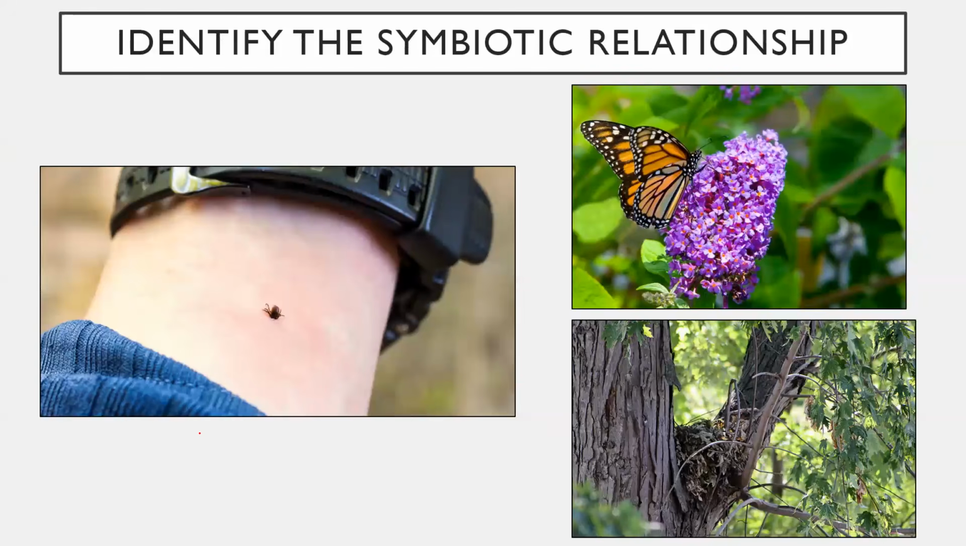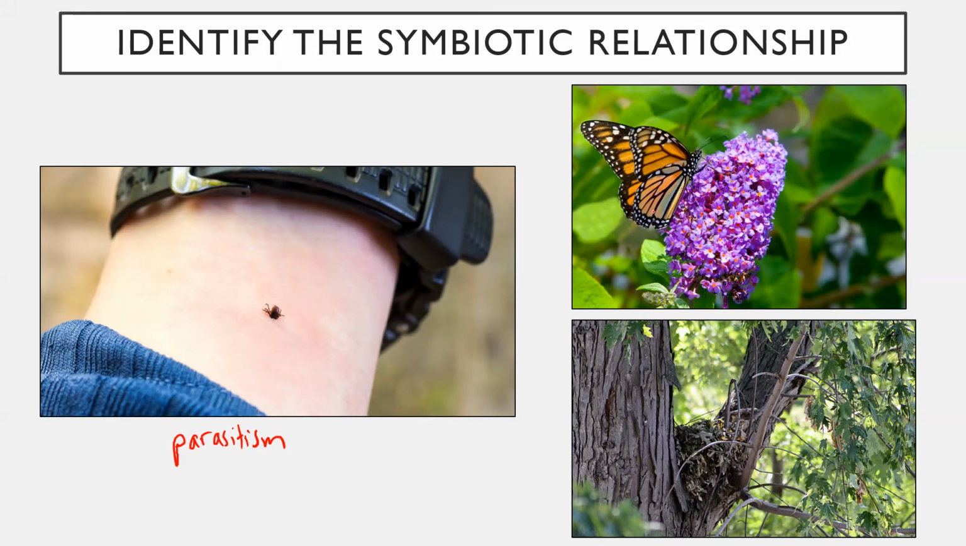I think I'll start with the one on the left here. What you're looking at is a tick in someone's arm, I'm guessing. It looks like they've got a watch on there. Well, a tick in someone's arm, that is a clear form of parasitism. Now, parasitism is where one benefits and one is harmed. This, of course, is harming a person. You can get things like Lyme disease from ticks and stuff like that, not to mention they kind of hurt, I think. But one way or another, that is parasitism.